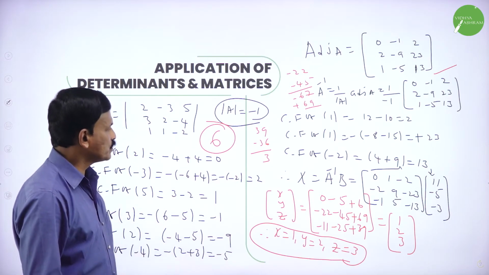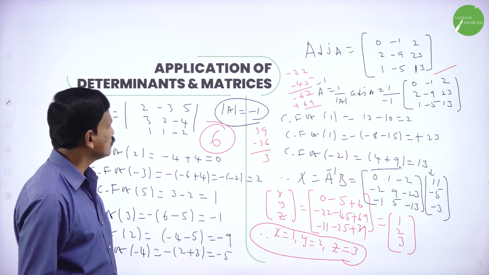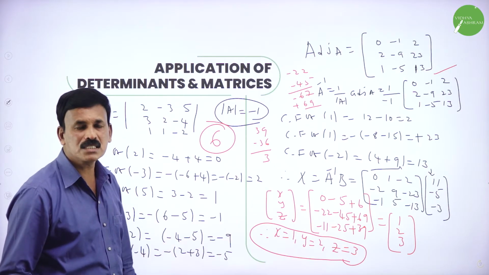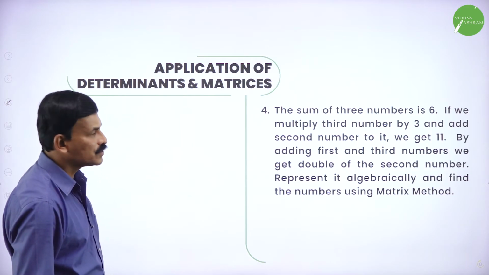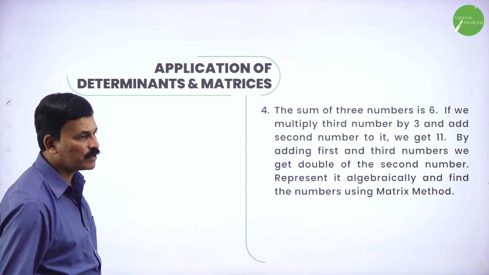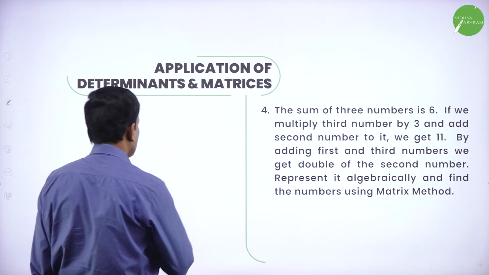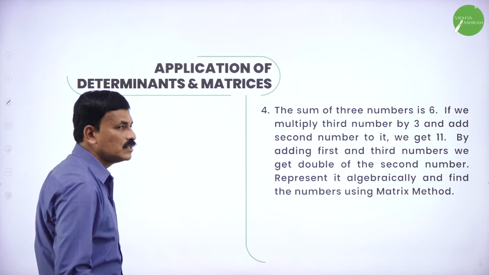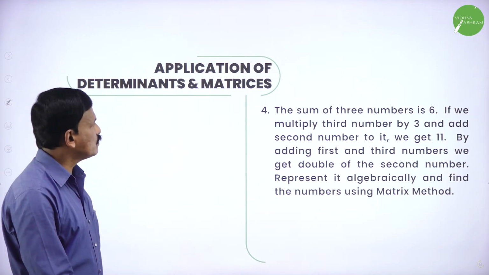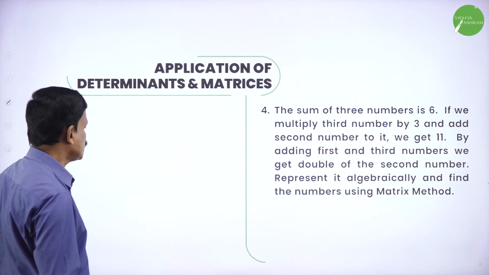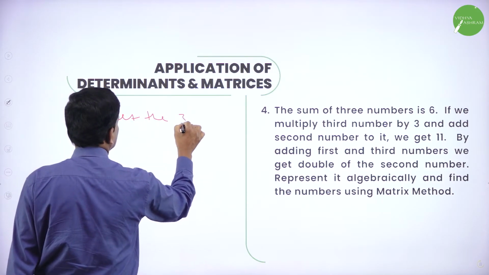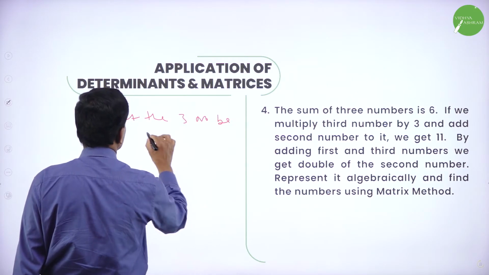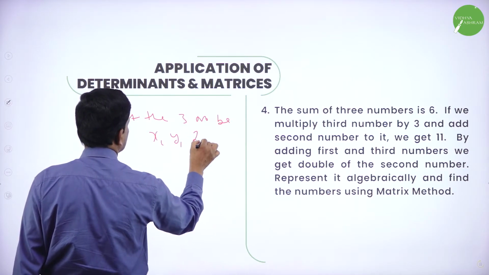Now let us come to the next problem. Hope you understood. Practice, that's all. Only practice, practice, practice. Now this is the application problem, statement problem. What is the problem given? Just the problem is like this. The sum of three numbers is 6. Let us consider the numbers. Let the three numbers be x, y and z.